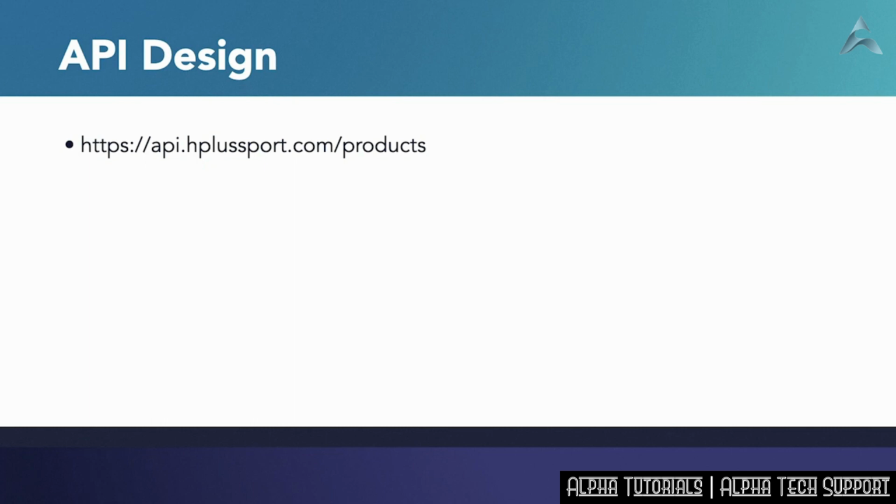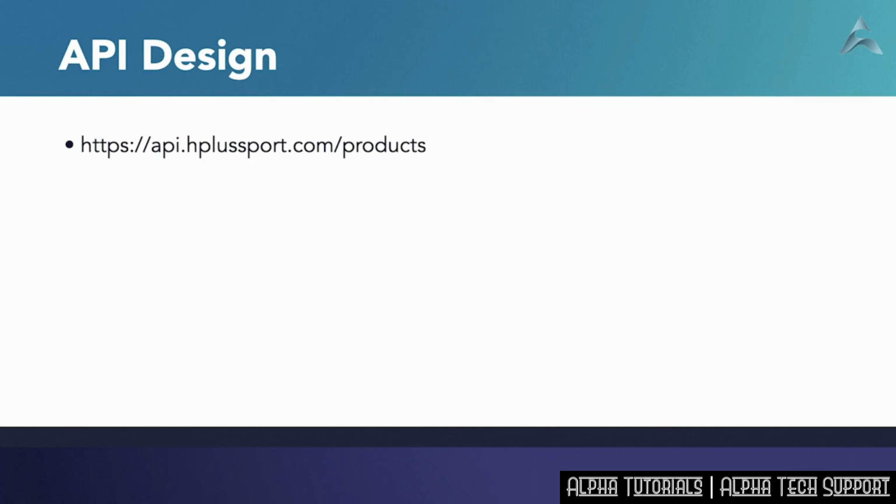So we have the server name api.h+sport.com, and that server name does not exist. I'm just using it as an example here. And then /products. We are using HTTP GET by default as the HTTP verb, and that also indicates that we want to retrieve information. We don't want to add products yet.